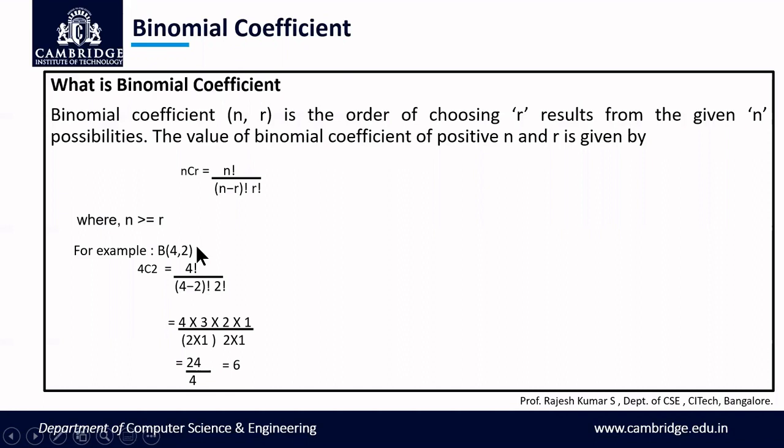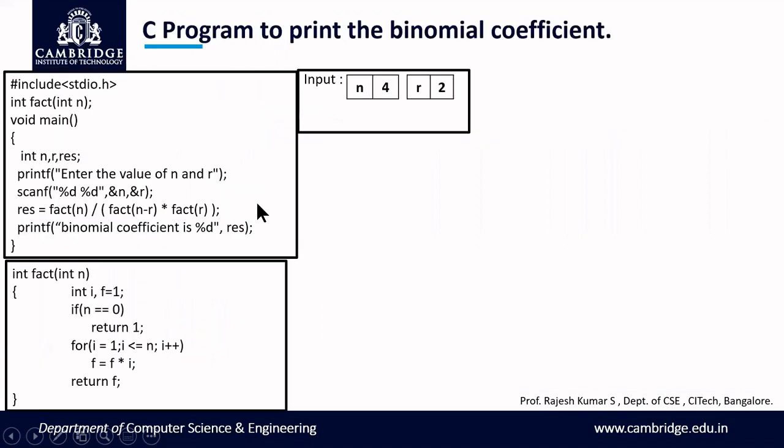Now, how do we apply this particular logic in the program? This formula is very important when I'll be explaining the program. Please do remember it: nCr equals n factorial divided by (n minus r) factorial into r factorial. In the previous session, we would have discussed the factorial program. I'll be using the same factorial function over here, which was already discussed in the previous class.